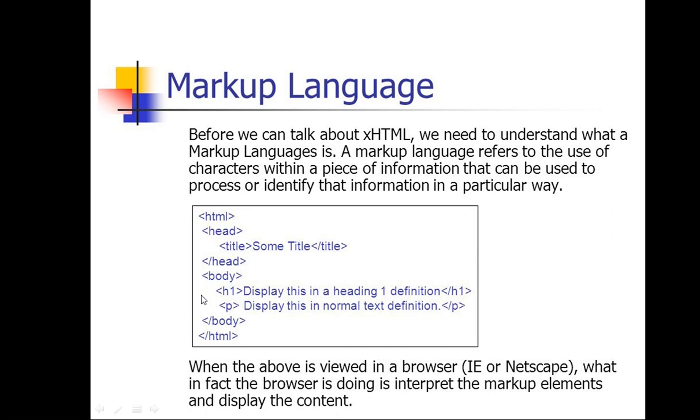Whatever is there in the body, in the body we have two lines. Display this in a heading 1 definition, and second, display this in a normal text definition. So whatever is within the body tag will be displayed in the browser. Not all the tags or all the content will be displayed, right? Only the content which is within the body tag will be displayed.